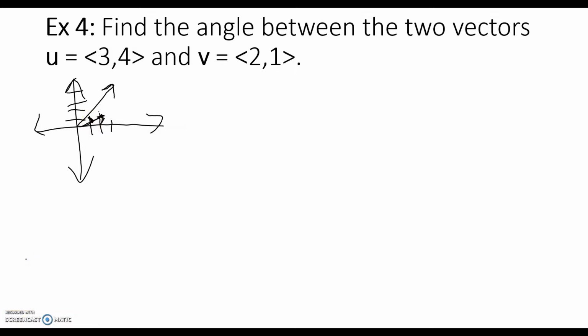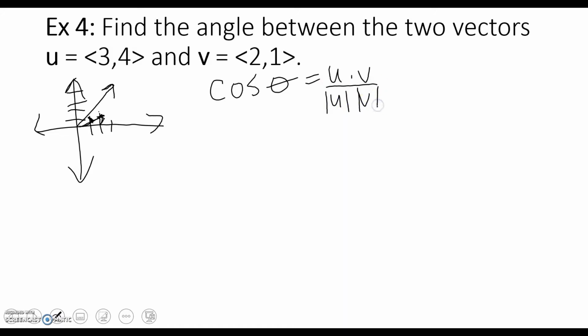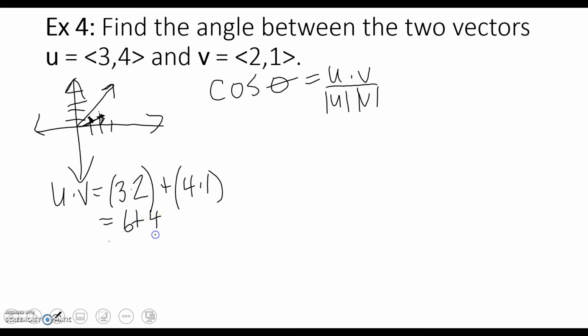So we know that the cosine of theta, and theta represents the angle in between them, is equal to the dot product of u and v divided by the magnitude of u times the magnitude of v. So we need to find each of these components. First we're going to find the dot product of u and v. Remember the dot product is the product of the horizontal components added to the product of the vertical components. So 3 times 2 is 6, 4 times 1 is 4, so 6 plus 4 is equal to 10. So the dot product of u and v in this case is 10.